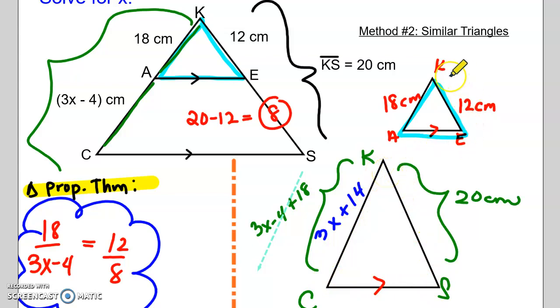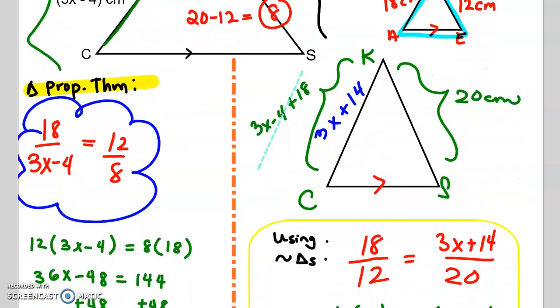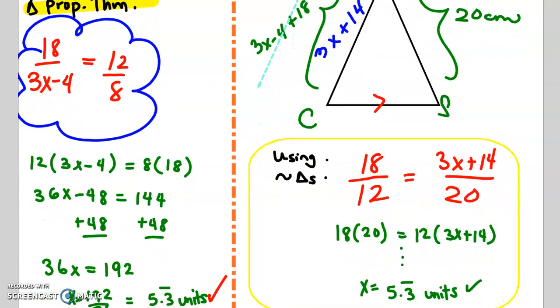Let's see if you understand. This is given that this is a length of 18, this is given this is a length of 12. Now how did I come up with this larger side length of KC? Well, I have to take CA and add it to KA. So if I take 3x minus 4 plus the 18, combined like terms, I know that segment CK is 3x plus 14. And KS was given to us that it's 20. So here are my pictures for the two similar triangles, and now here is the algebra.